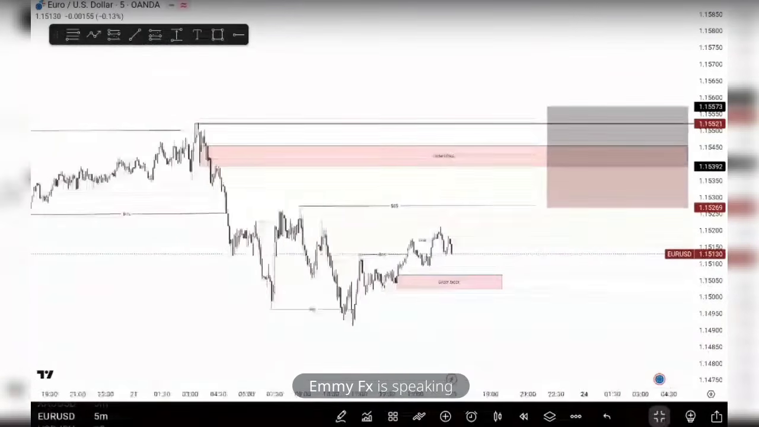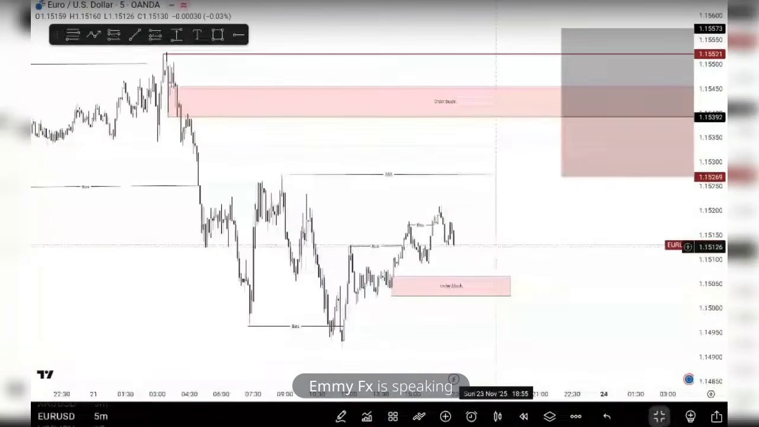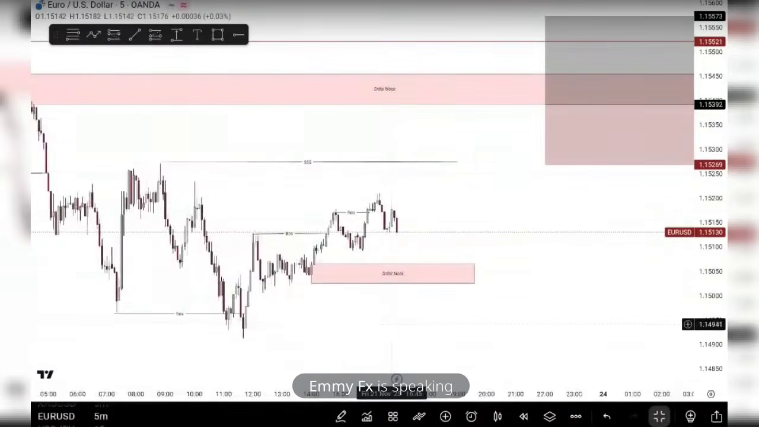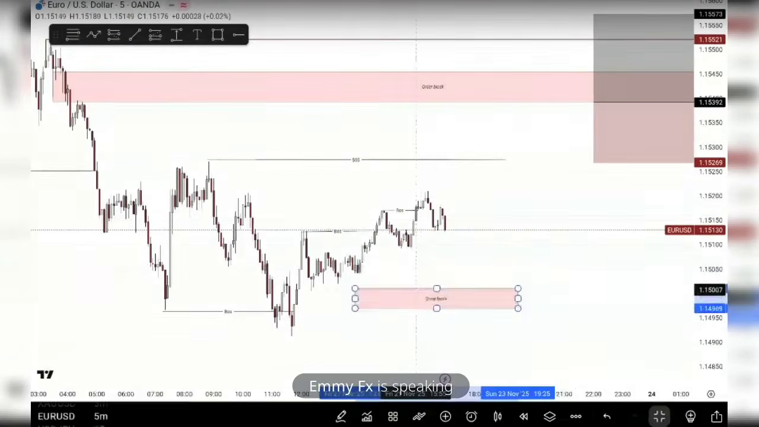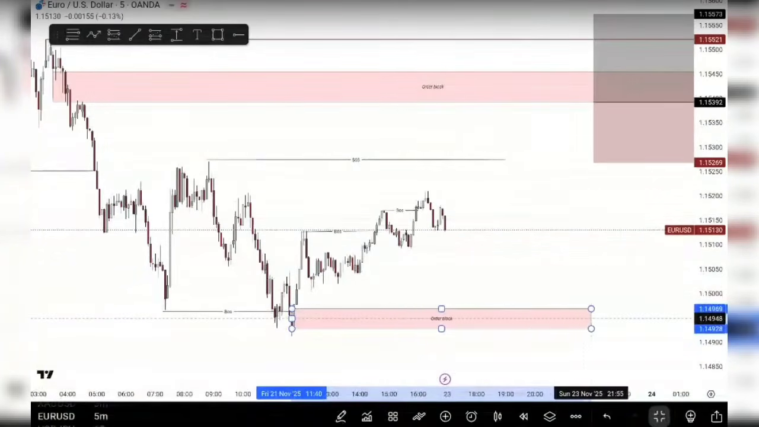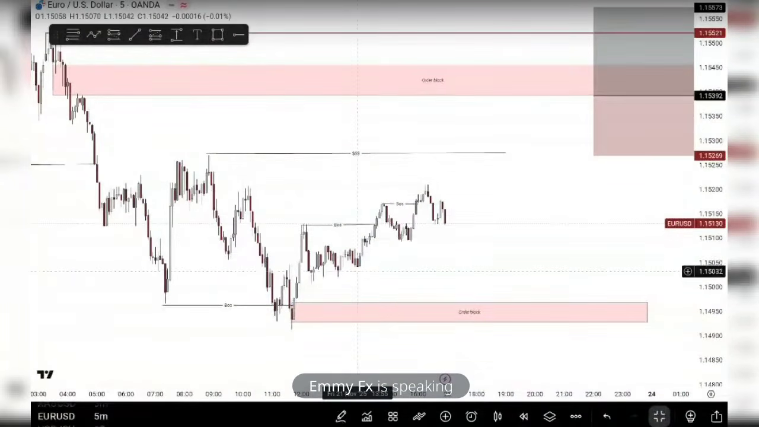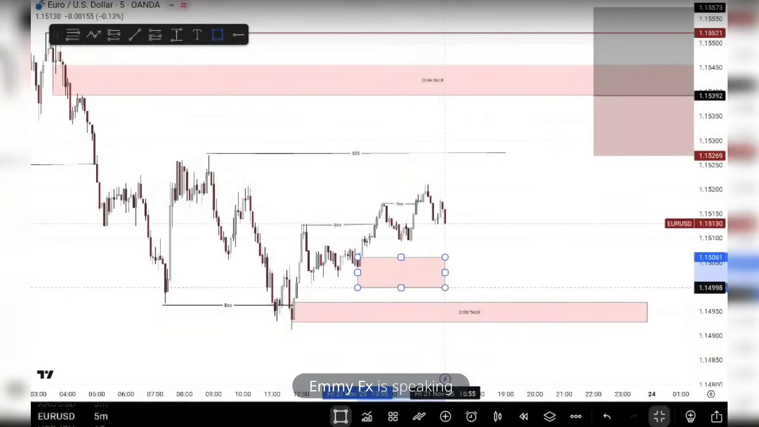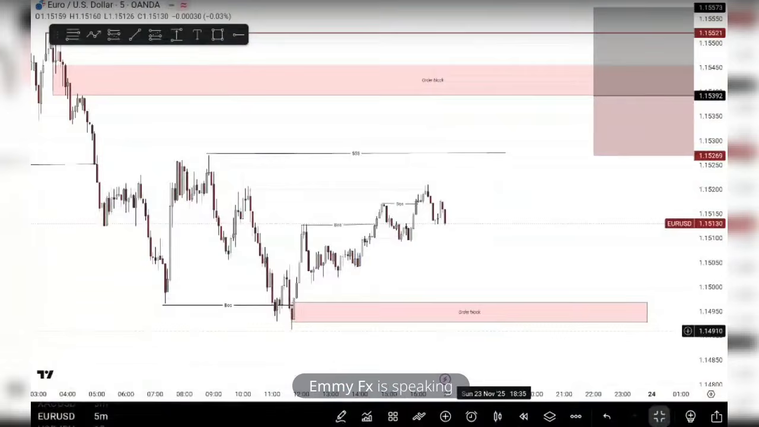All we just need the market to do when the market opens on Monday is to wait for a buy at this zone. Let's wait for a buy at this zone. I'm not going to buy from this zone. So let's wait for a buy at this zone.